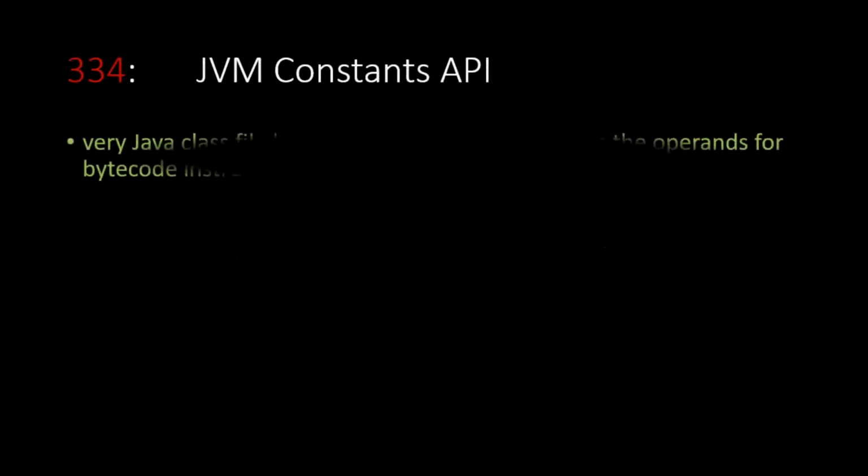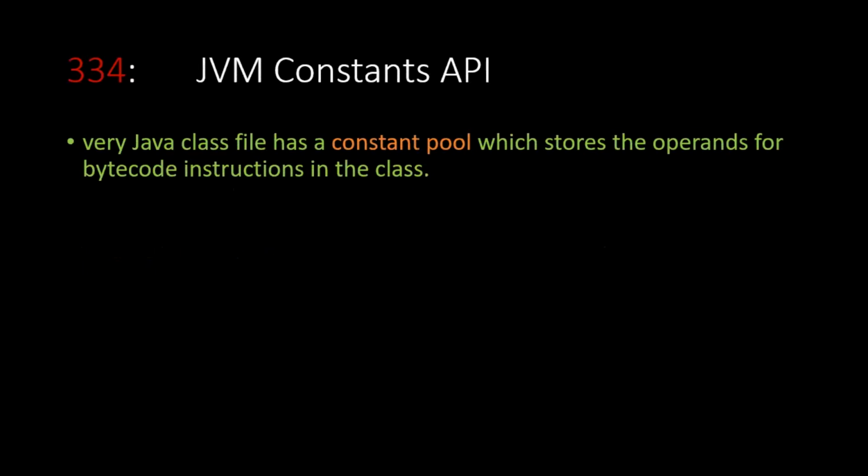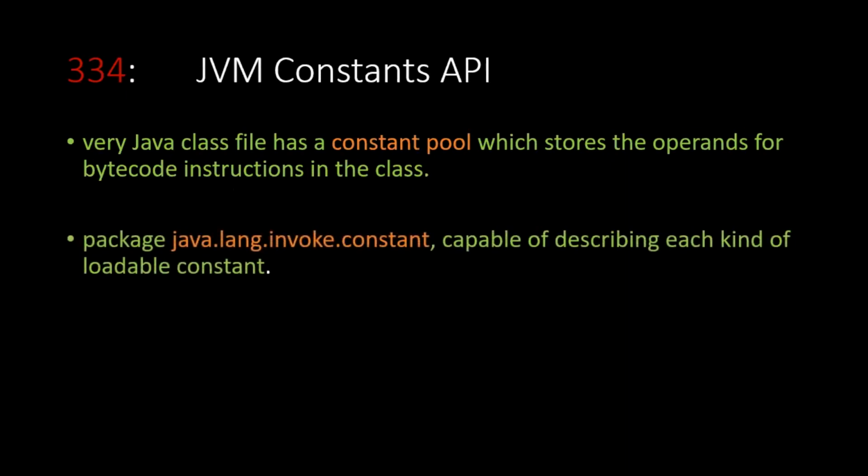JVM constant APIs. As we are all aware, class files have a constant pool which stores operands for bytecode instructions in the class. A new package has been introduced, java.lang.invoke.constant, which is capable of describing all loadable constants. All loadable constants include classes, methods, operands, etc. This will allow a developer to handle these constant APIs. Right now, only programs which have access to class file modifications are doing it.